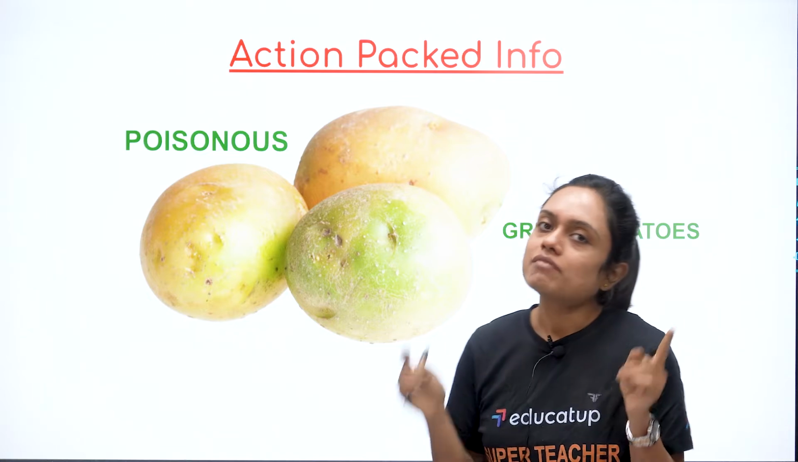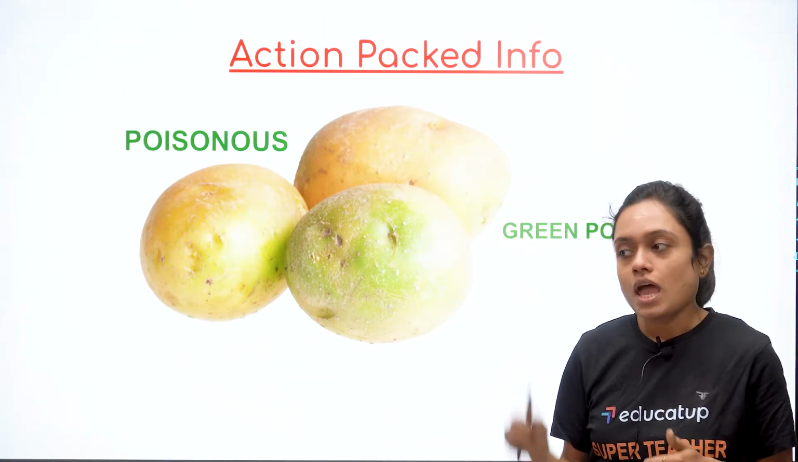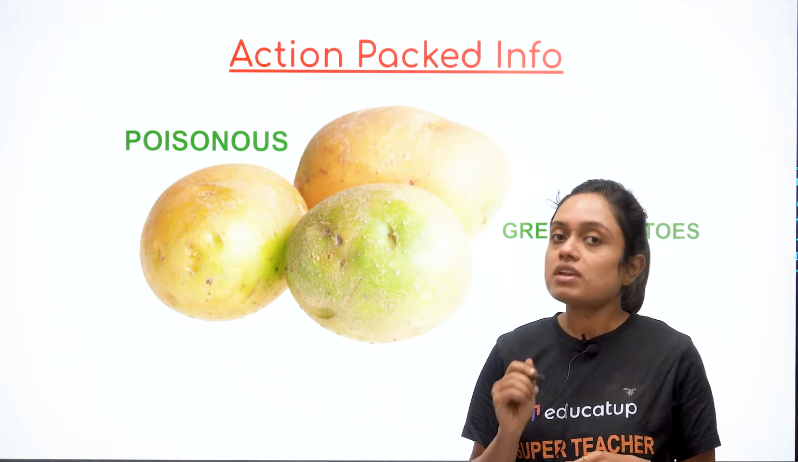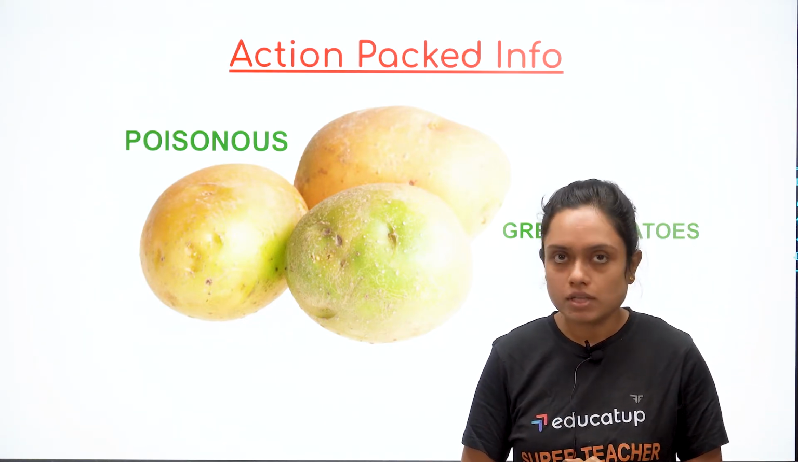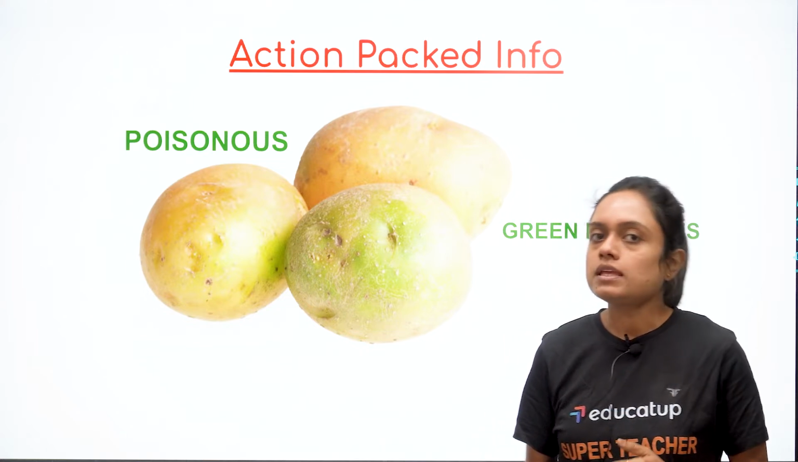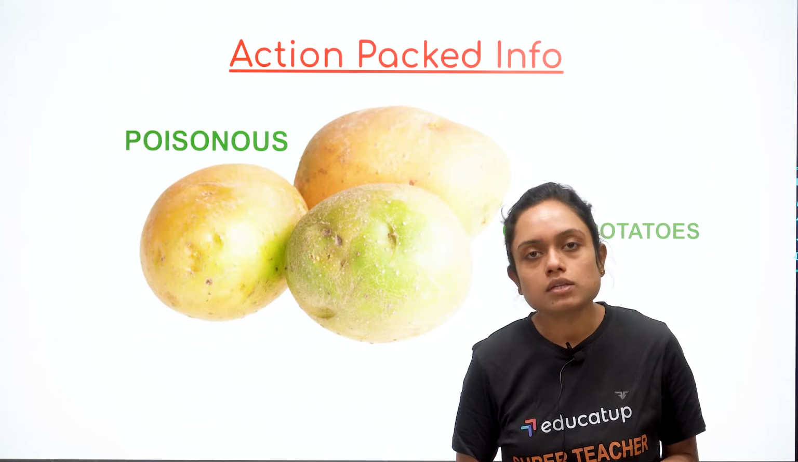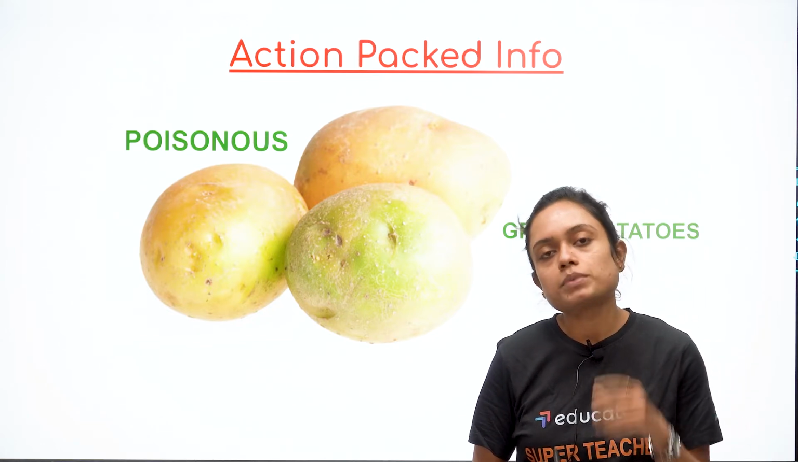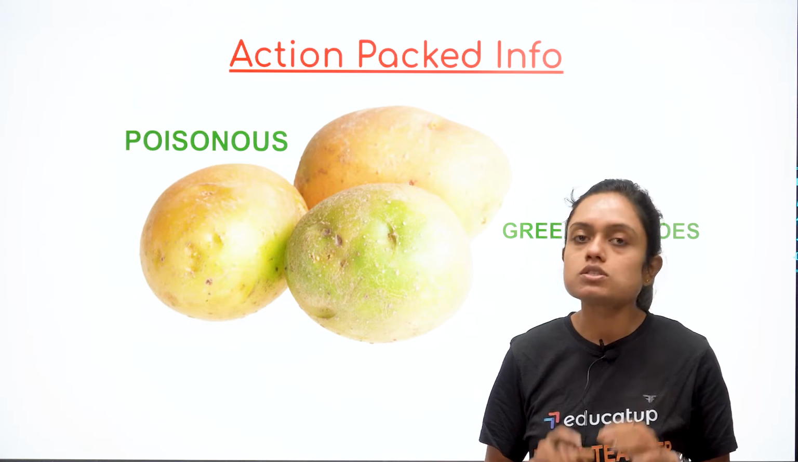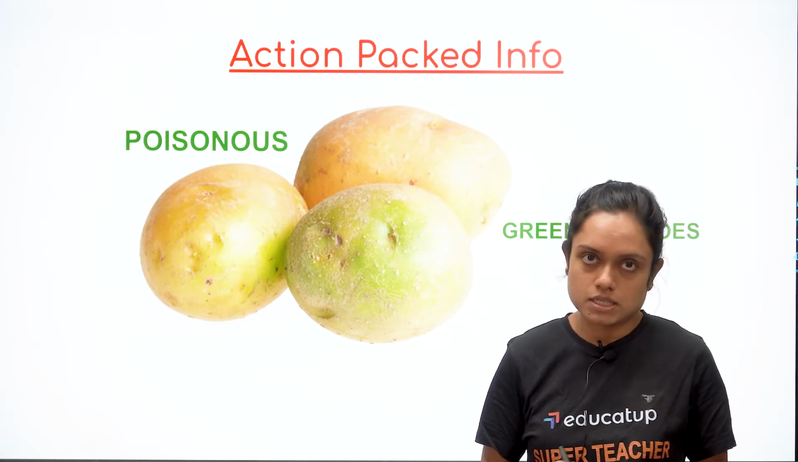Now guys, it's time for some action-packed info, very important, pay attention. We should always be very careful while selecting which part of a plant we are eating. For example, in case of potatoes, if you see that the skin of the potato is a little greenish in color, it actually shows that the potato is poisonous. It's not at all suitable for consuming. It contains harmful or toxic substances.